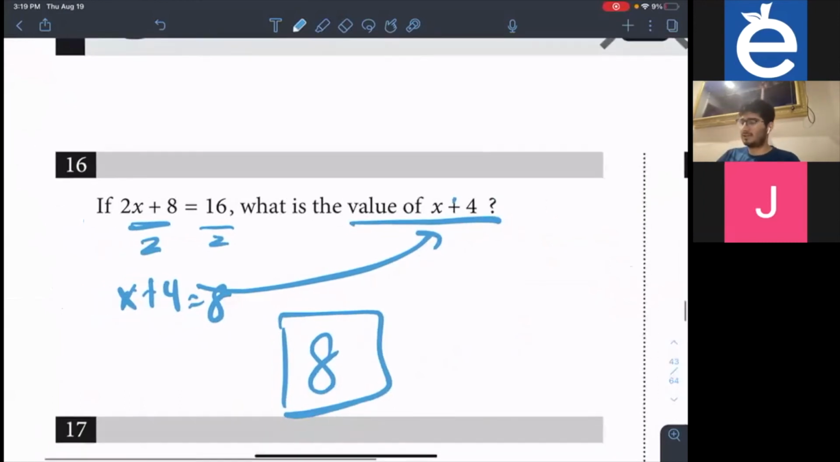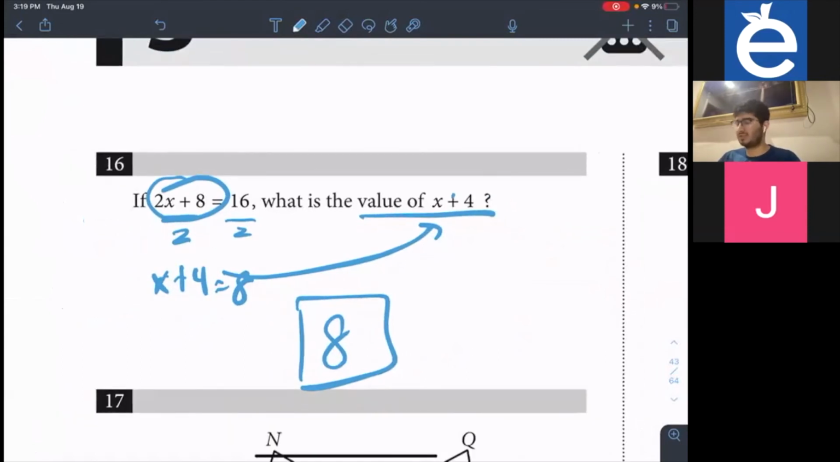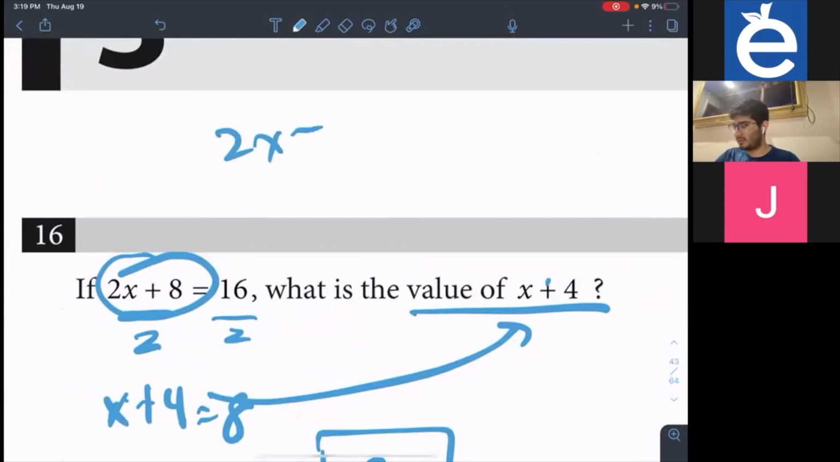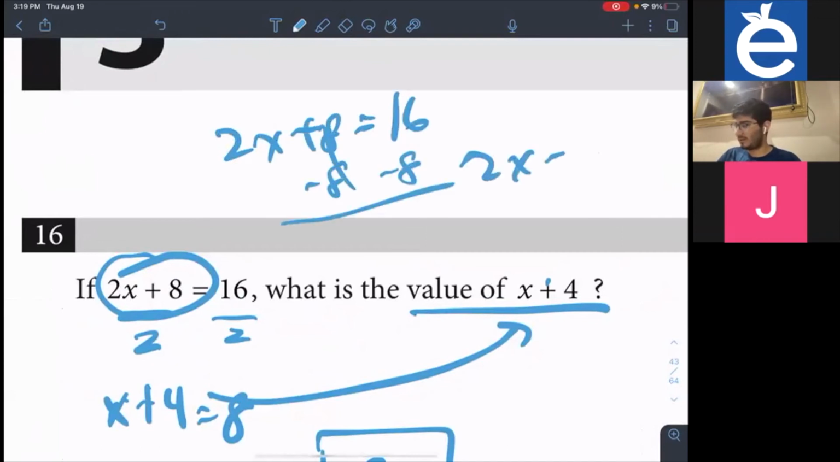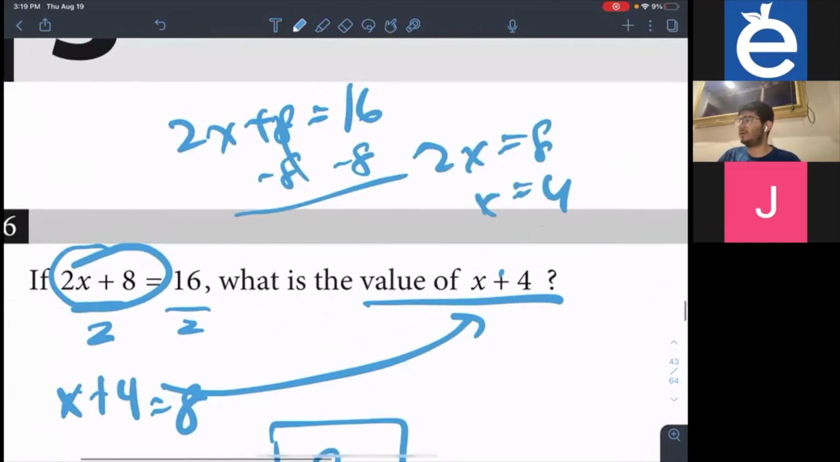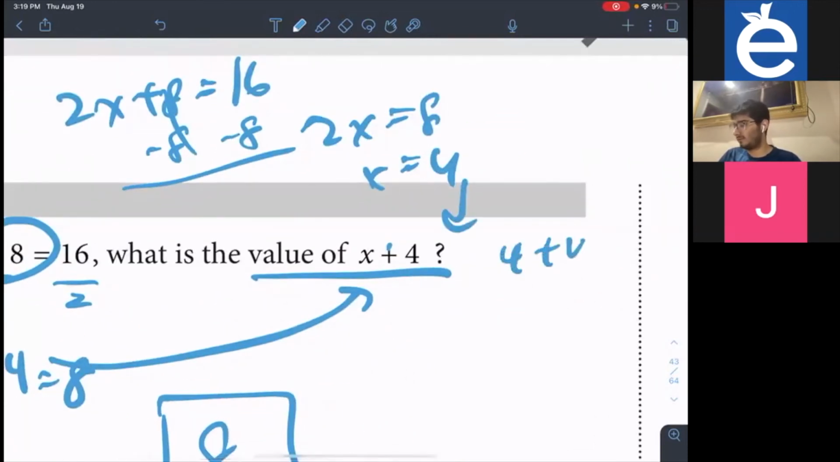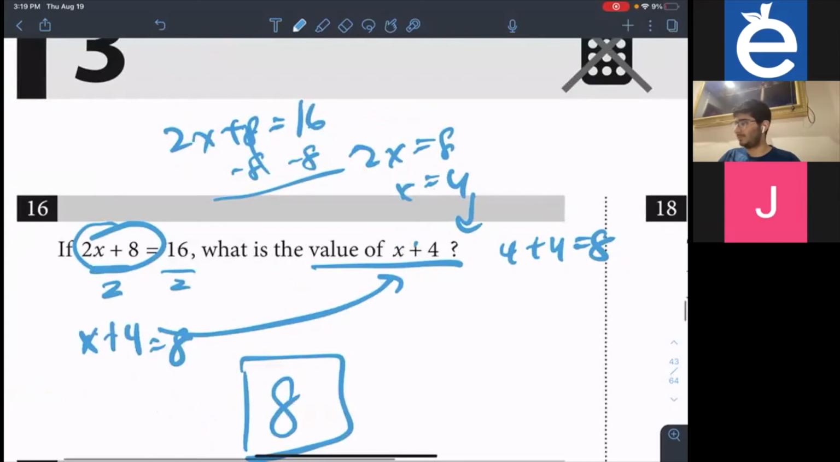You just try to turn the equation that they give you into the expression that they're looking for, because then it makes life so much simpler. You don't have to do 2x plus 8 is equal to 16, minus 8 minus 8, and then 2x is equal to 8, x is equal to 4, and then plug that 4 into 4 plus 4 is equal to 8. It takes a lot more steps. If you just divide everything by 2, you know that our answer is going to be 8 in one step.